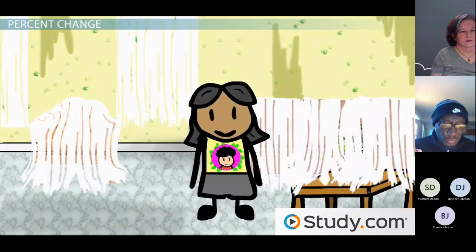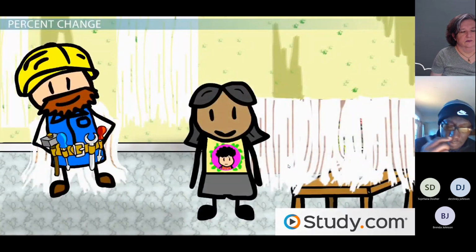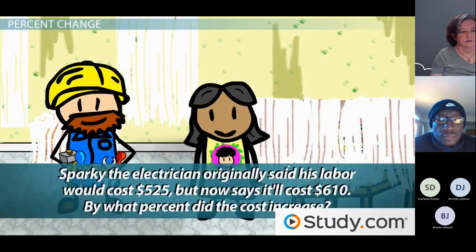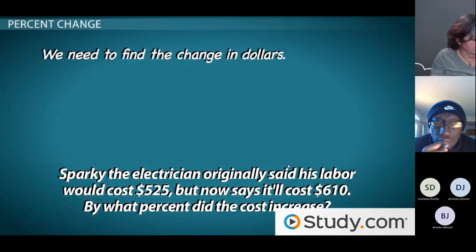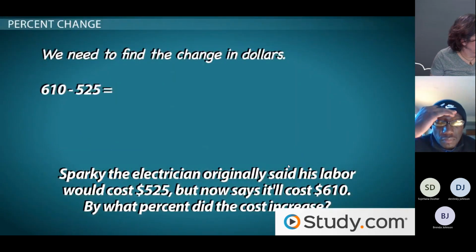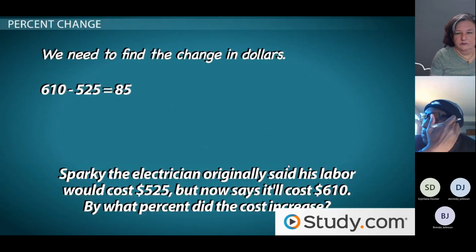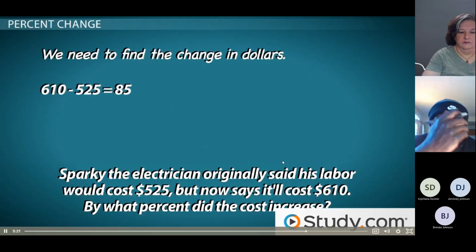Let's try one more kind of percent problem. This one involves some electrical work. Sparky the electrician originally said his labor would cost $525, but now says it'll cost $610. By what percent did the cost increase? Before we can find the percent increase, we need to find the change in dollars. 610 minus 525 is 85. So Sparky's charging $85 more.